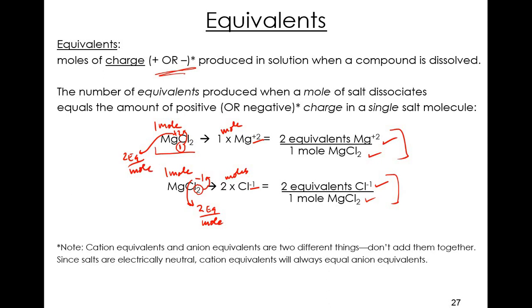For neutral salts, in which the positive charges balance the negative charges, like magnesium chloride, the number of cation equivalents will always be the same as the number of anion equivalents. So you can use either the cation or the anion to calculate equivalents per mole for the salt. But again, don't try to do anything fancy like add them together or subtract them from one another. Just use one or the other to derive the conversion factor.